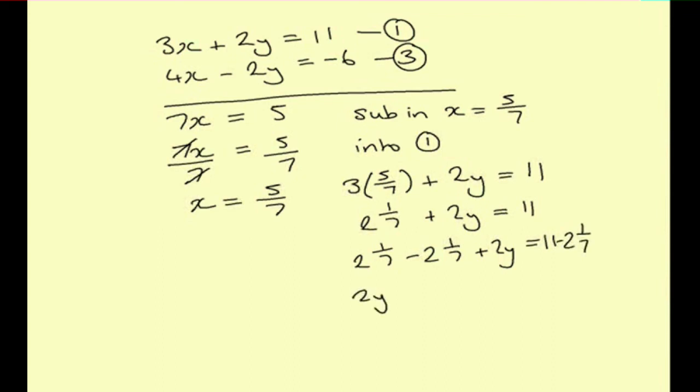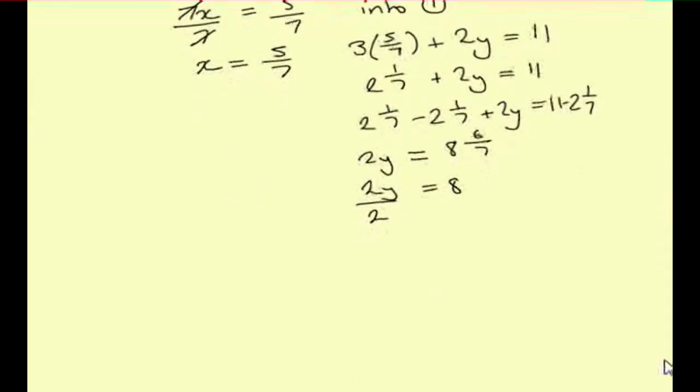So we're left with 2y equals 8 and 6/7. Okay, and then what we need to do, we need to divide both sides by 2. So we get y is equal to 4 and 3/7. So x is 5/7 and y is equal to 4 and 3/7.